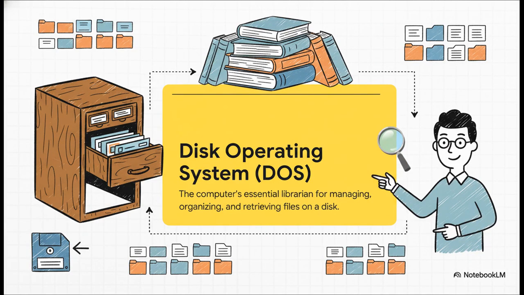You know, the best way to think about it is like this. A computer without an operating system, it's like a library with all the books just thrown in a giant pile. Nothing's organized, you can't find anything. The disk operating system, or DOS, was that essential librarian. It knew where everything was, and it's what brought the whole machine to life.